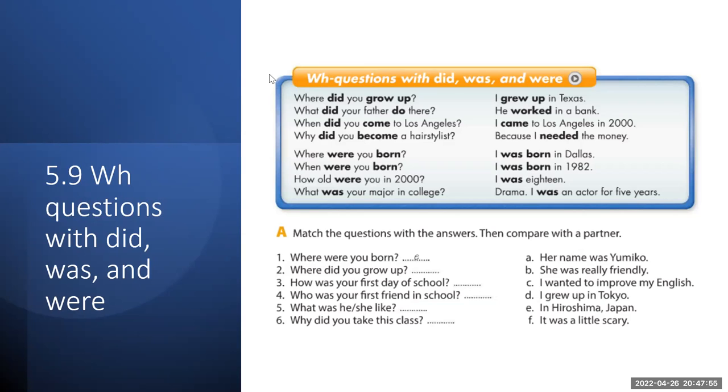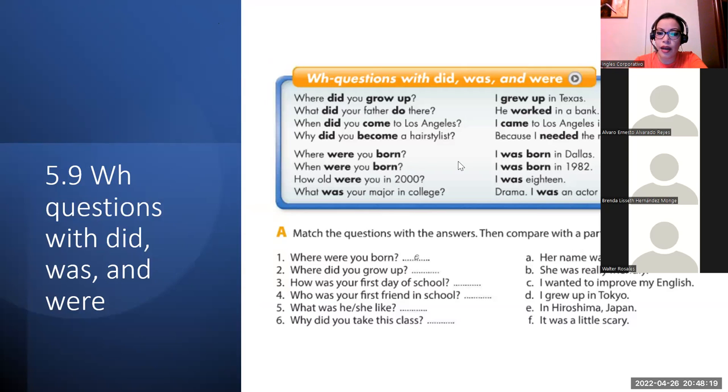Yes, that is correct. Letter A. Her name was Yumiko. Yes. And number five? B. She was really friendly. Correct. And number six? Letter C. I wanted to improve my English.